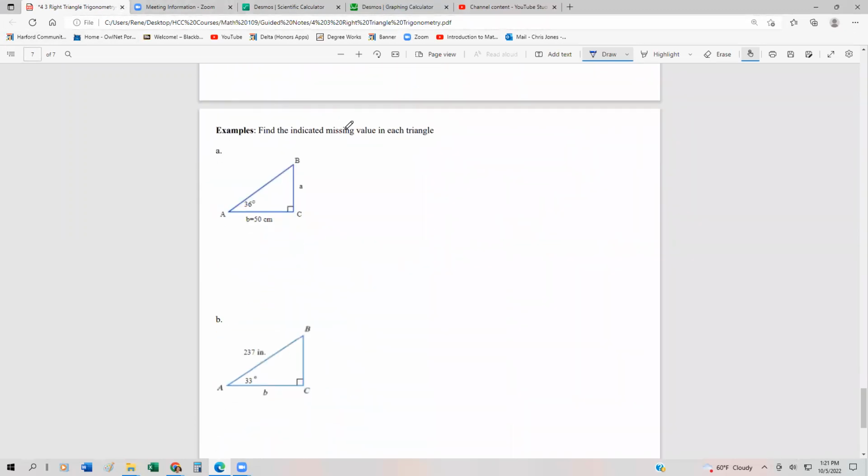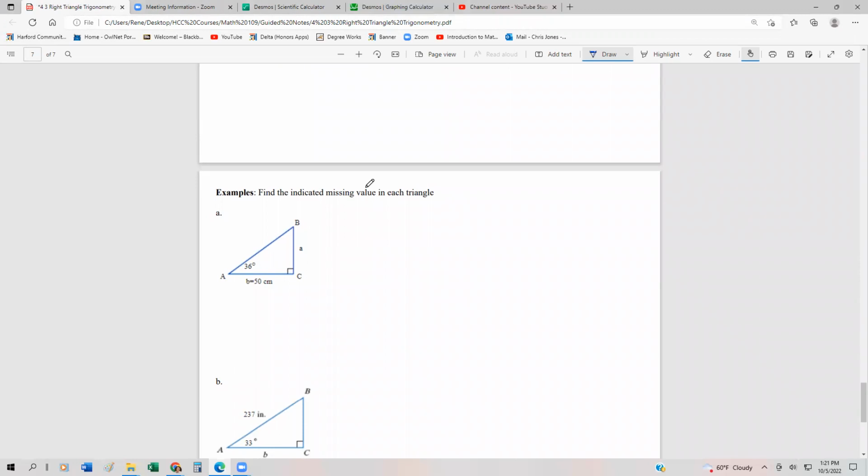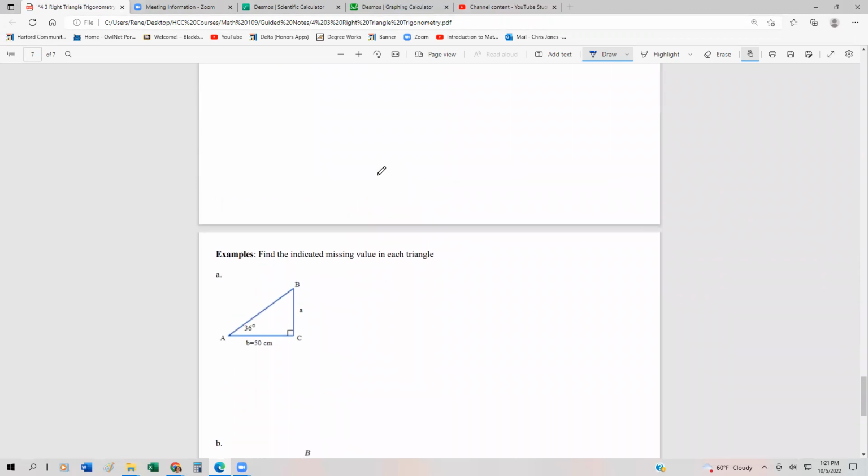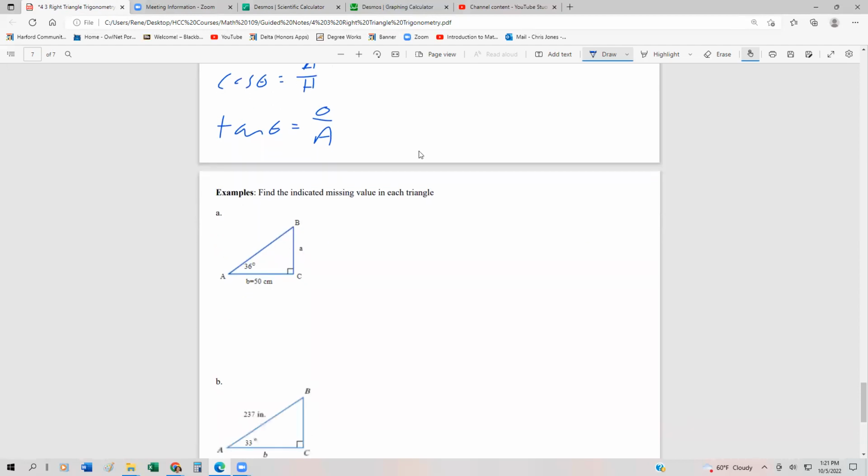One last thing that we're going to be looking at is finding missing sides. One thing to remember is that we have our SOHCAHTOA. The sine of theta is the opposite over the hypotenuse. The cosine of theta is the adjacent over the hypotenuse. And finally, the tan of theta is the opposite over adjacent. If we have these, then we can just try to relate them. So let's take a look at what we have here.